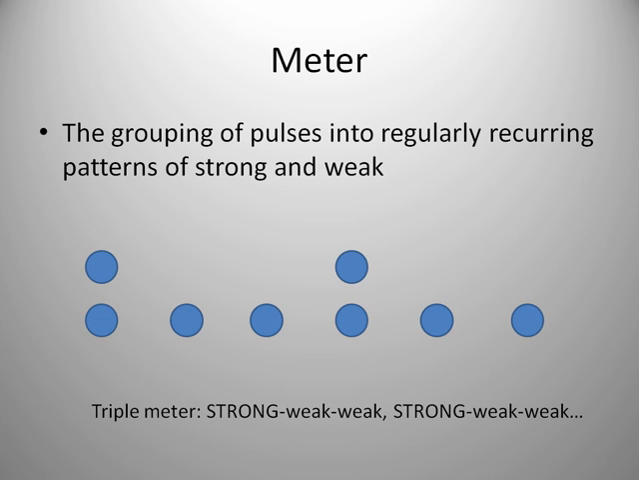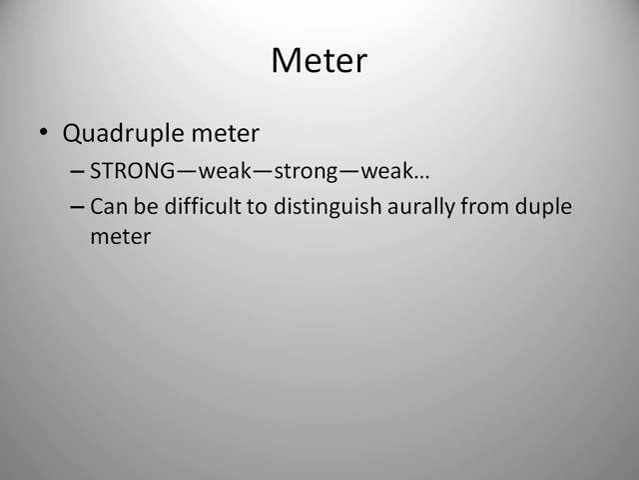Triple meter groups the pulses into a pattern of strong, weak, weak, strong, weak, weak. So strong, weak, weak, strong, weak, weak. Quadruple meter is also a possibility. In quadruple meter, the third beat is typically a little stronger than the surrounding weak beats, but not quite as strong as the first beat.